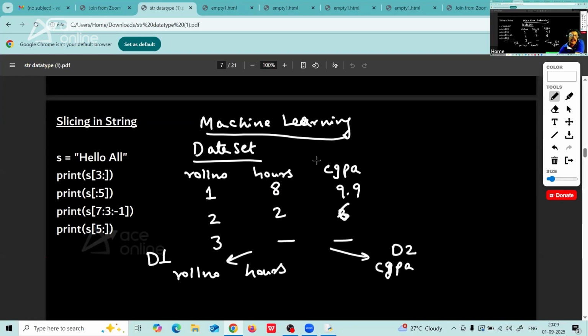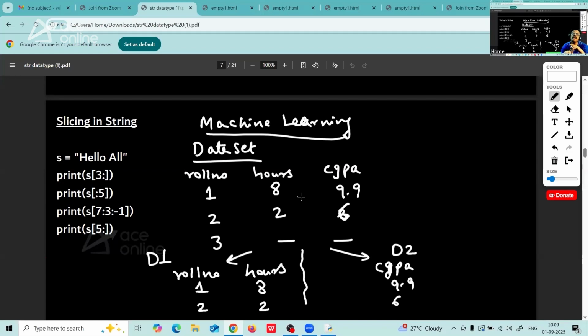So the rows will be like this here, 1, 8. I mean, this will be completely a separate data set on the left. And here, CGPA will be 9.9, corresponding CGPA. I hope you are understanding. Next roll number will be 2. Hours studied is 2. CGPA is 6. This will require slicing. And many such applications of slicing we will see.